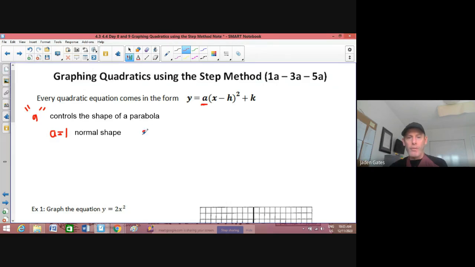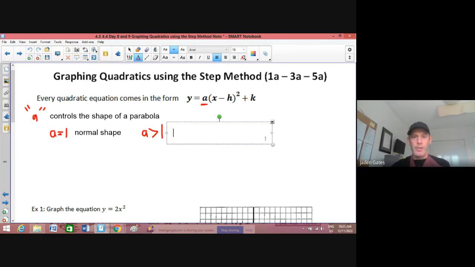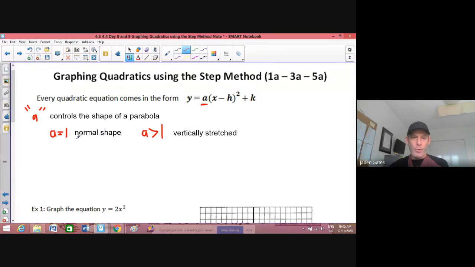Now, what we could also have, though, is a is greater than 1. And what happens is, and I'm going to explain why this happens, your parabola is called vertically stretched. It is like somebody grabbed the top and the bottom of your parabola and pulled at it. And so if you have a normal shape, you got something like this. But a vertically stretched shape, you get something like this. It's going to look different.